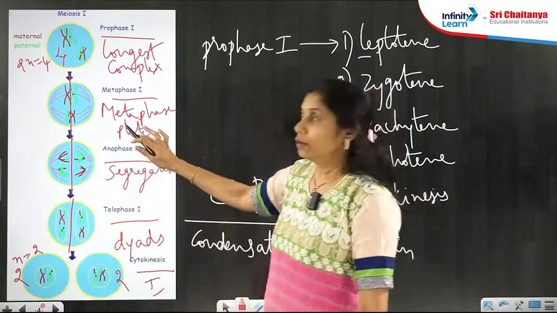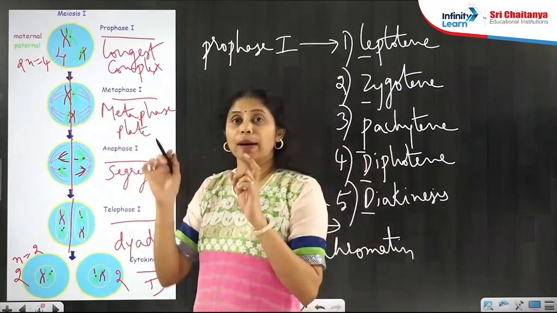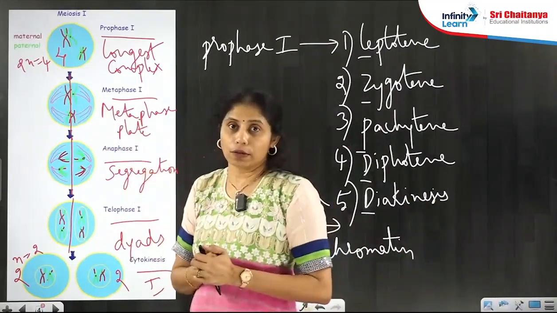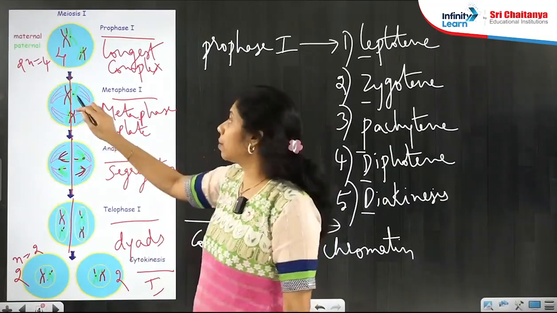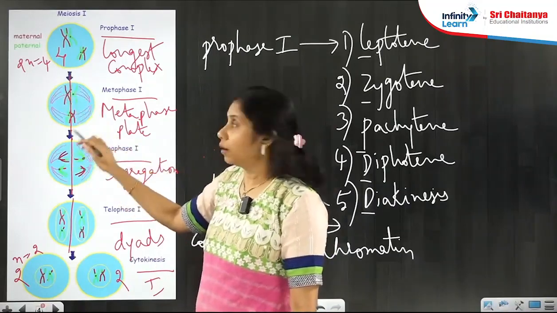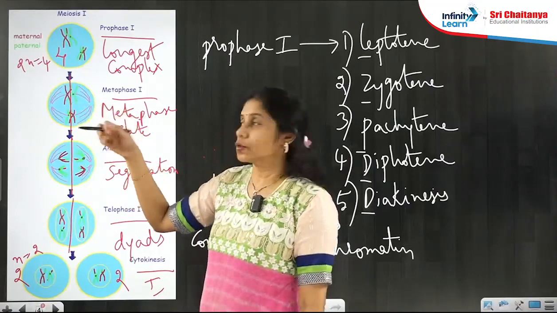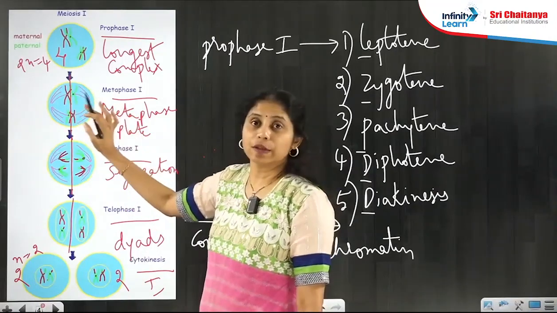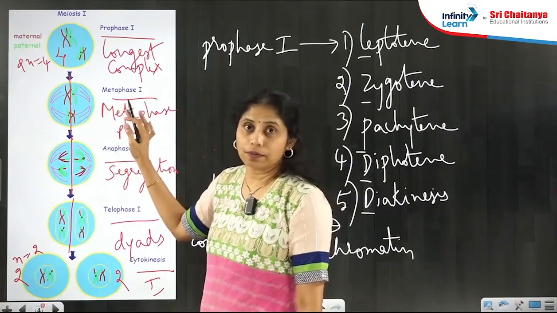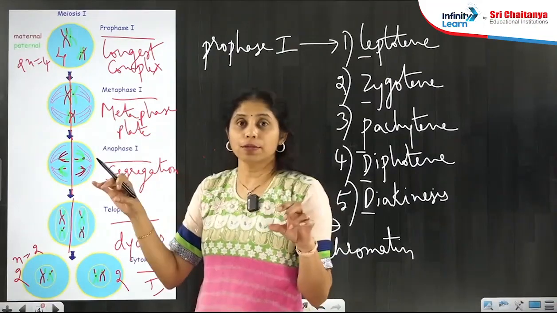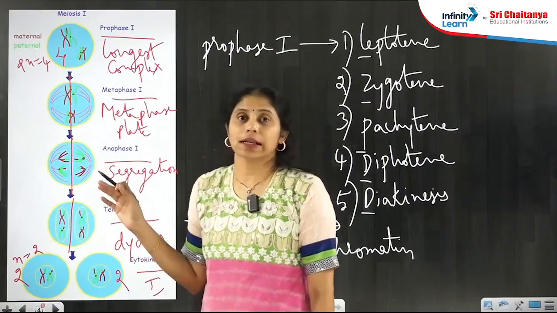In metaphase 1, the bivalents will be placed. Bivalent means a pair of homologous chromosomes. That bivalent will be placed in the center of the cell by the spindle fibers. So, that is called the metaphase plate or equatorial plate. It is required for the proper distribution of chromosomes to the daughter cells.